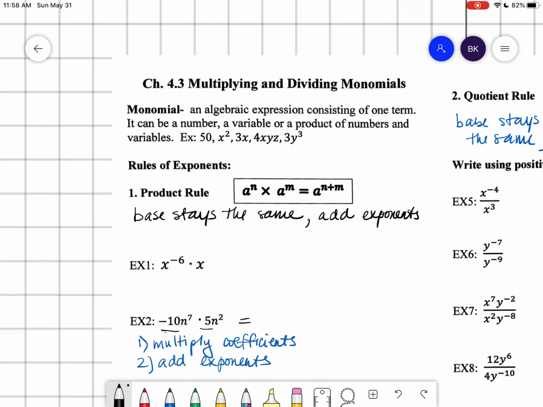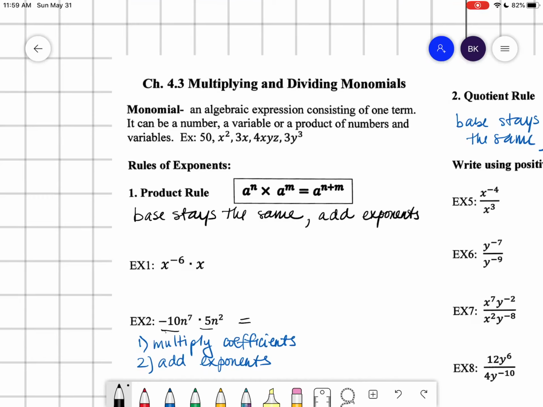Hi guys, we are still in chapter 4. Today is lesson 3, multiplying and dividing monomials. So a monomial is an algebraic expression consisting of one term. That one term can be either a number, a variable, or a product of a number or a variable or multiple numbers and variables. The example is right there for you.